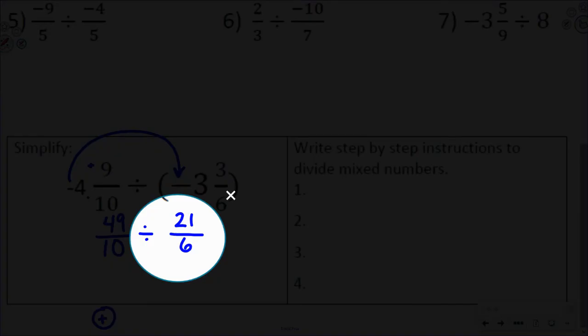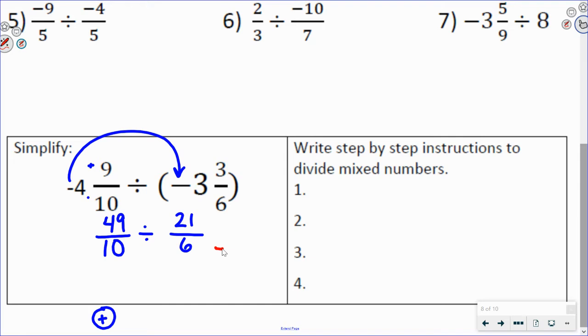Now we get into focusing on dividing fractions. Anytime you divide a fraction, you multiply by its reciprocal. It's really important that you do not flip the first fraction. We are only changing it to multiplying by the reciprocal of the second. And the reciprocal of any fraction, you simply flip it over, keeping the sign, but I already told you to ignore the sign. So the reciprocal of 21/6 will be 6 over 21. Keep the 49/10.